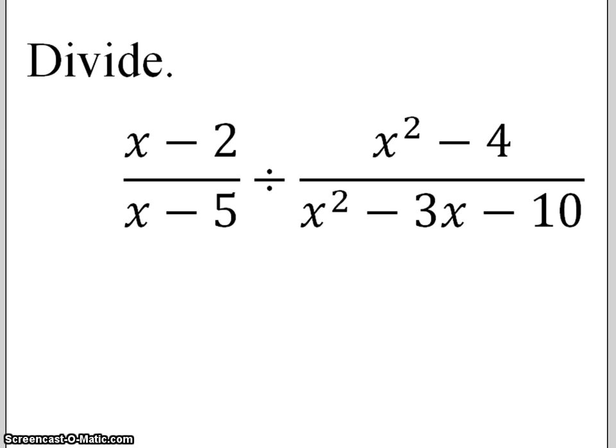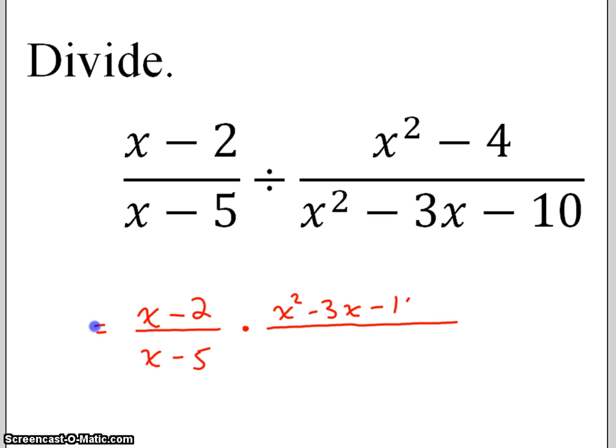And then lastly, a division problem. Again, we have to make sure everything's factored. In that last problem, everything was really factored for us. But in a division problem, you first have to do one step. So we write down x minus 2 over x minus 5. We need to change the division problem to a multiplication problem. When you're dividing by a fraction, the rule is to multiply by the reciprocal. So we're going to write the reciprocal of our second fraction.